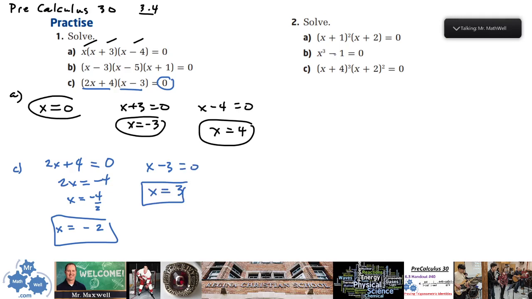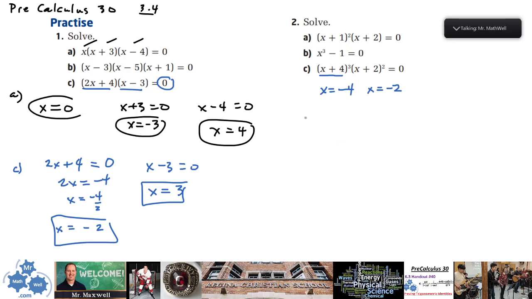Okay, so what about over here? When the multiplicities change, guys, it doesn't make a difference. Because wherever this, for example, is 0, then 0 cubed is still 0. So it doesn't matter what the powers, the exponents, the multiplicities on the factors are. So this is still at x equals -4 and x equals -2. Okay, those are your solutions.